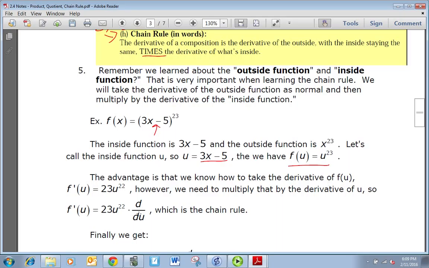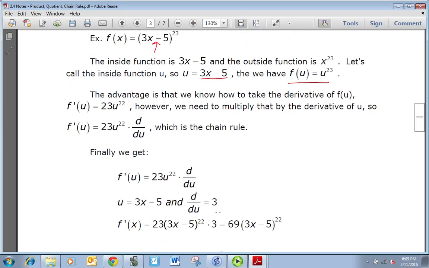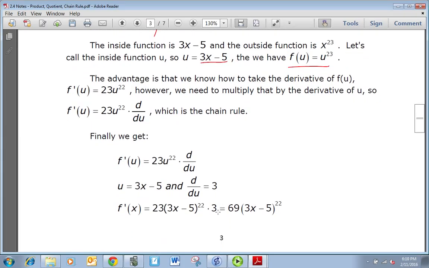However, you need to multiply that by the derivative of whatever u is, and that's the chain rule. So we get 23u to the 22nd power times du/dx. And the derivative of 3x minus 5 is just 3, so du/dx is just 3. So f prime of x is going to be 23 times the quantity 3x minus 5 to the 22nd power times 3, and if you combine the 3 and the 23 by multiplication, you get 69 times (3x minus 5) to the 22nd power.